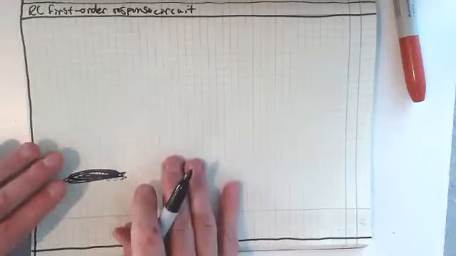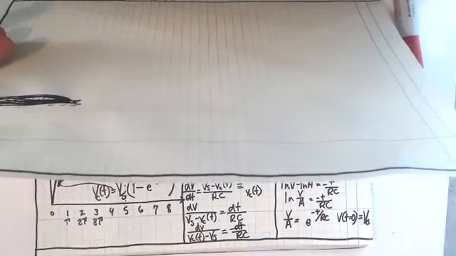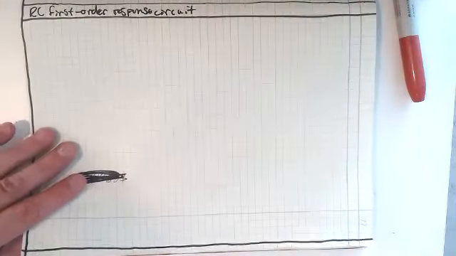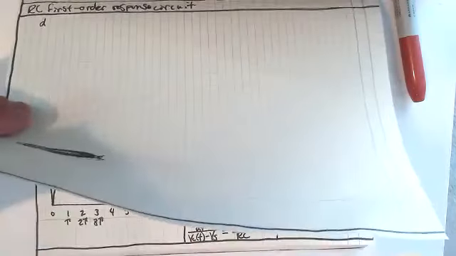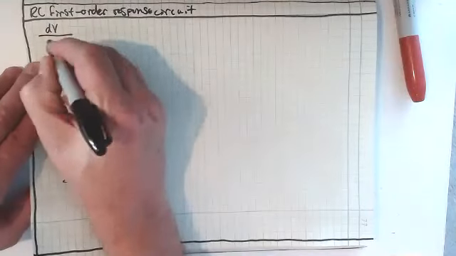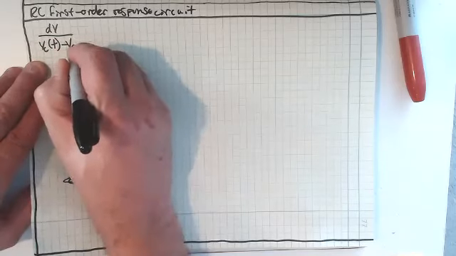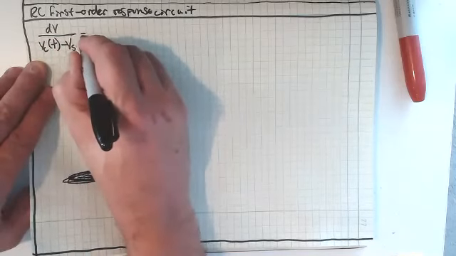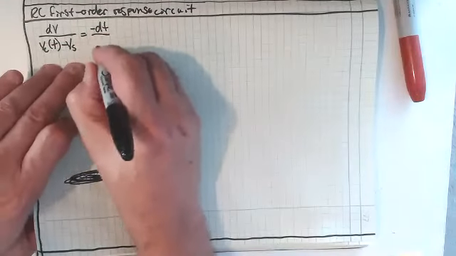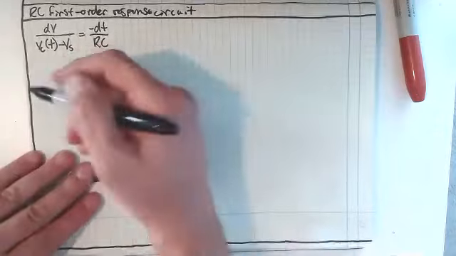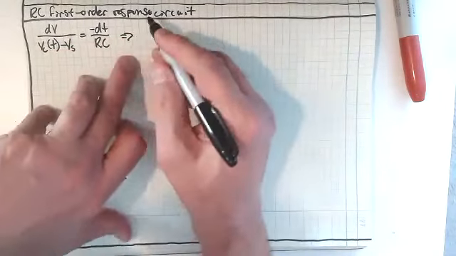Okay, let me just continue on from where I was. The last thing that I had was d. I'm just rewriting it. dV over V_C minus V_S equals minus dt over RC. This gives me a little more room. Now let's integrate both of those two sides.